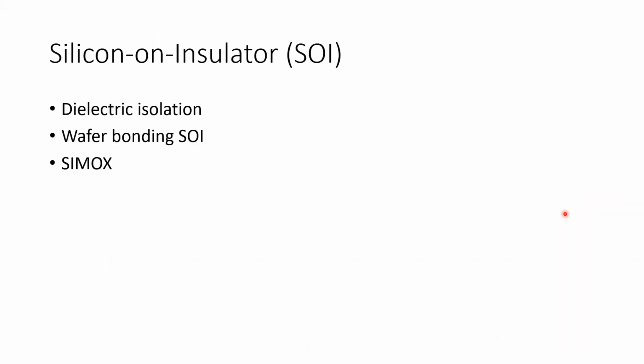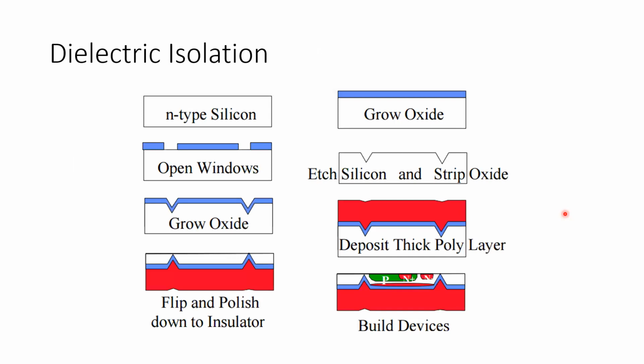Another isolation technique is silicon on insulator. You might have heard about this silicon on insulator, SOI. There are different types of SOI: dielectric isolation, wafer bonding SOI, and SIMOX. Let's have a quick look one by one.